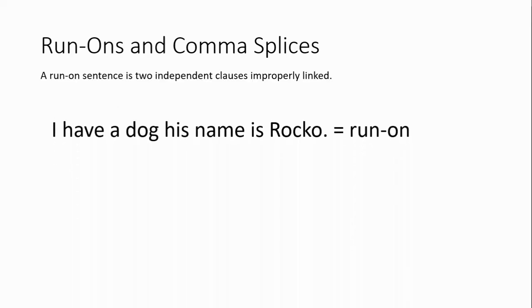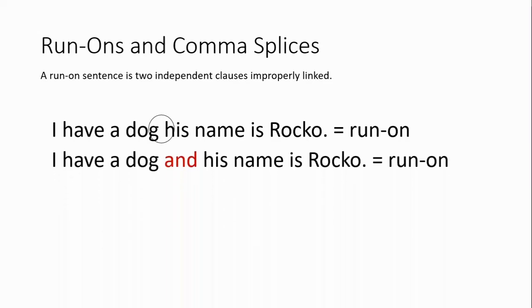So let's go back to this one. I have a dog. His name is Rocco. That's a run-on because we have two independent clauses linked with nothing. How about this one? I have a dog and his name is Rocco. That's still a run-on. It's not enough to put a FANBOYS in between two independent clauses.